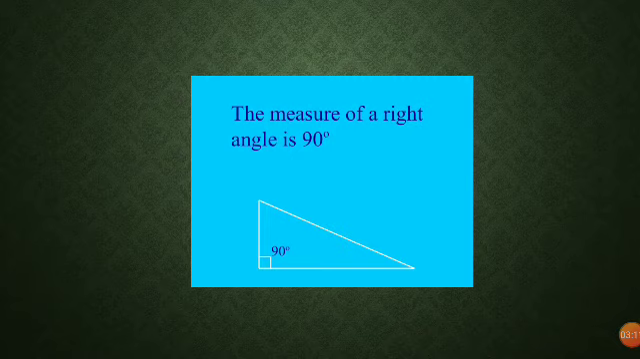For example, the sides 3, 4, 5. That is called 5 square equal to 3 square plus 4 square. So 3 square is 9 plus 4 square is 16. Then add: 16 plus 9 is 25. 5 square is 25. So 25 equals 25. That is the Pythagorean theorem. It means the left hand side and right hand side are equal. That is called a right angle triangle.